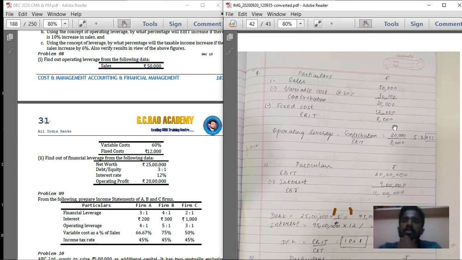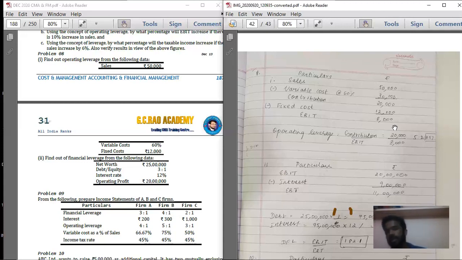So what is that EBIT? 8,000. And what is contribution? 20,000. So if we divide these both, you will get operating leverage. Below that, leave one line gap. Operating leverage is equal to contribution divided by EBIT. Operating leverage formula is contribution divided by EBIT.